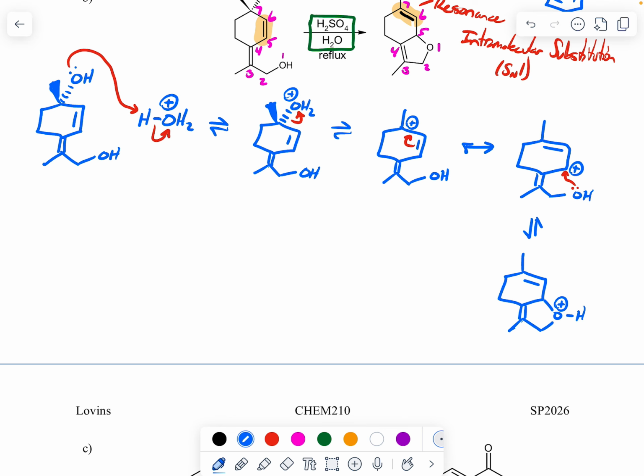Of course, this leaves us with an additional proton that we do need to deprotonate from that oxygen there, and we do have some water that we conveniently made earlier that we can just use to deprotonate that oxygen, giving us our final product.